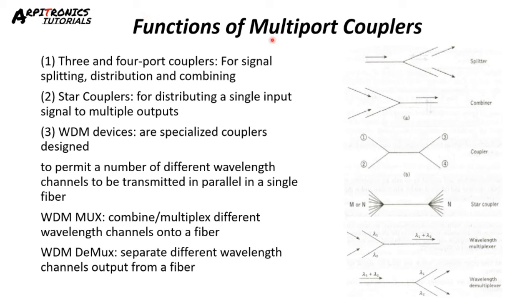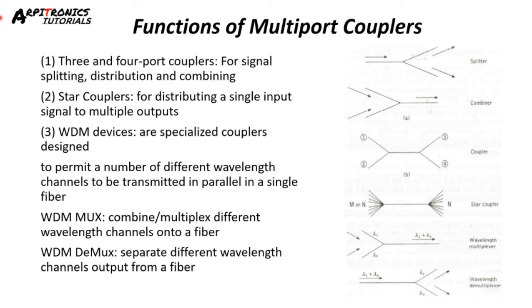Now functions of the multiport coupler. The couplers are given here. The first one is splitter, second combiner, third 4-port coupler, next star coupler, wavelength multiplexer and wavelength demultiplexer. Now the 3 and 4-port coupler is used for signal splitting, distribution and combining. Then the star coupler is for distributing a single input into multiple outputs.